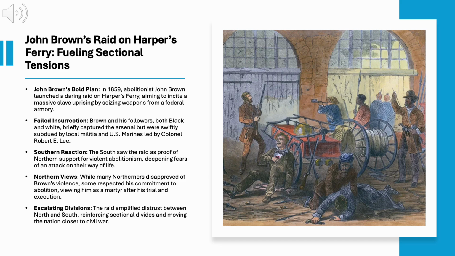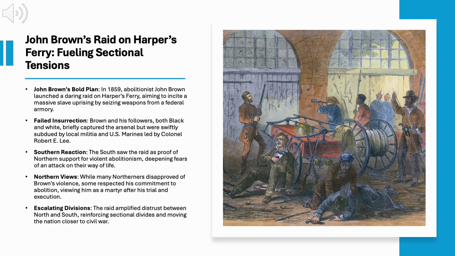On October 16, 1859, Brown and a small band of followers, including both black and white abolitionists, crossed the Potomac River and captured the arsenal. However, the rebellion faltered when local militia and U.S. Marines led by Colonel Robert E. Lee quickly contained and captured Brown and his men. Brown's failed raid left him wounded and in federal custody, where he would later stand trial for treason against the state of Virginia. The response to Brown's raid was polarized.